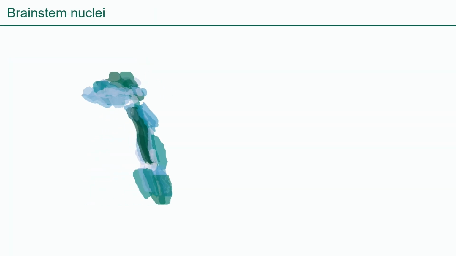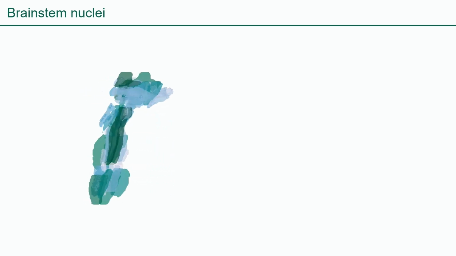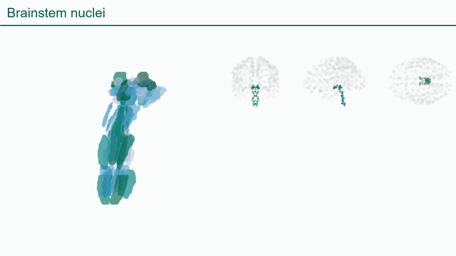So here's the brainstem. This is what I'm working with. This is 58 nuclei. I'm going to be plotting it for the most part as node centroids. It's just a little bit easier to see.